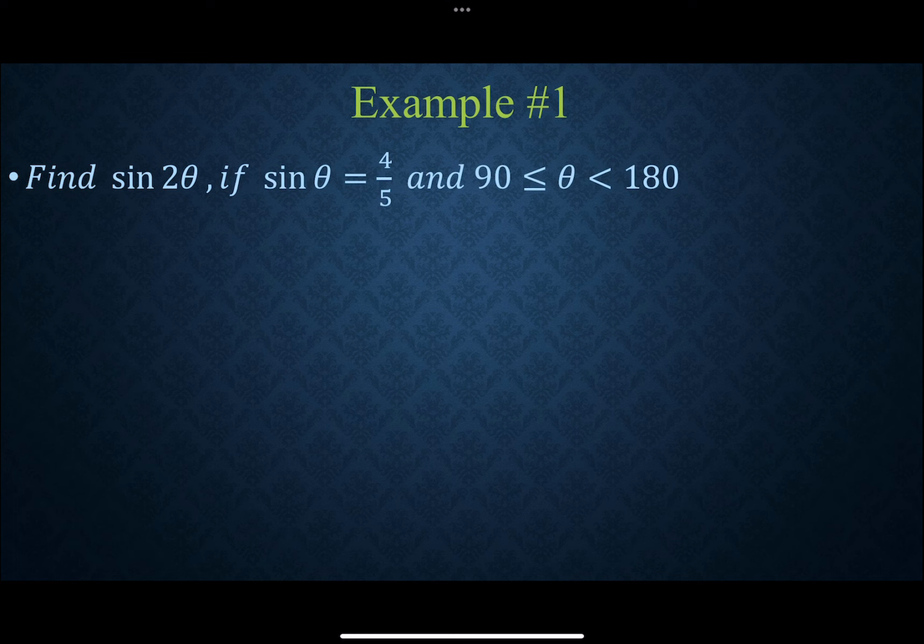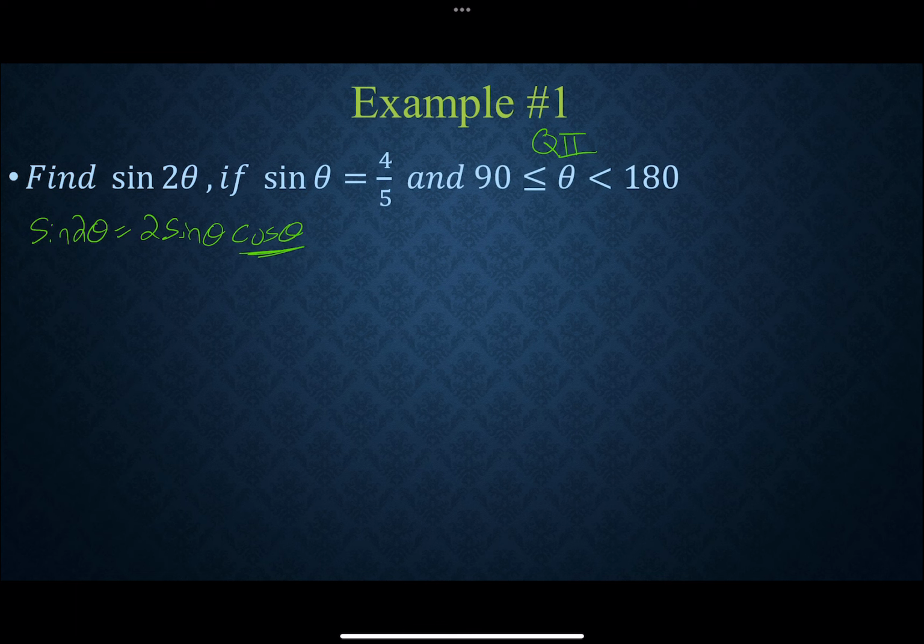So here we've got sine 2 theta. We're given sine single theta is 4/5. And we're told theta is between 90 and 180, which means we are operating in quadrant 2. So for this problem right here, because sine 2 theta is equal to 2 sine theta cosine theta, we need to find cosine theta to fill into the formula.